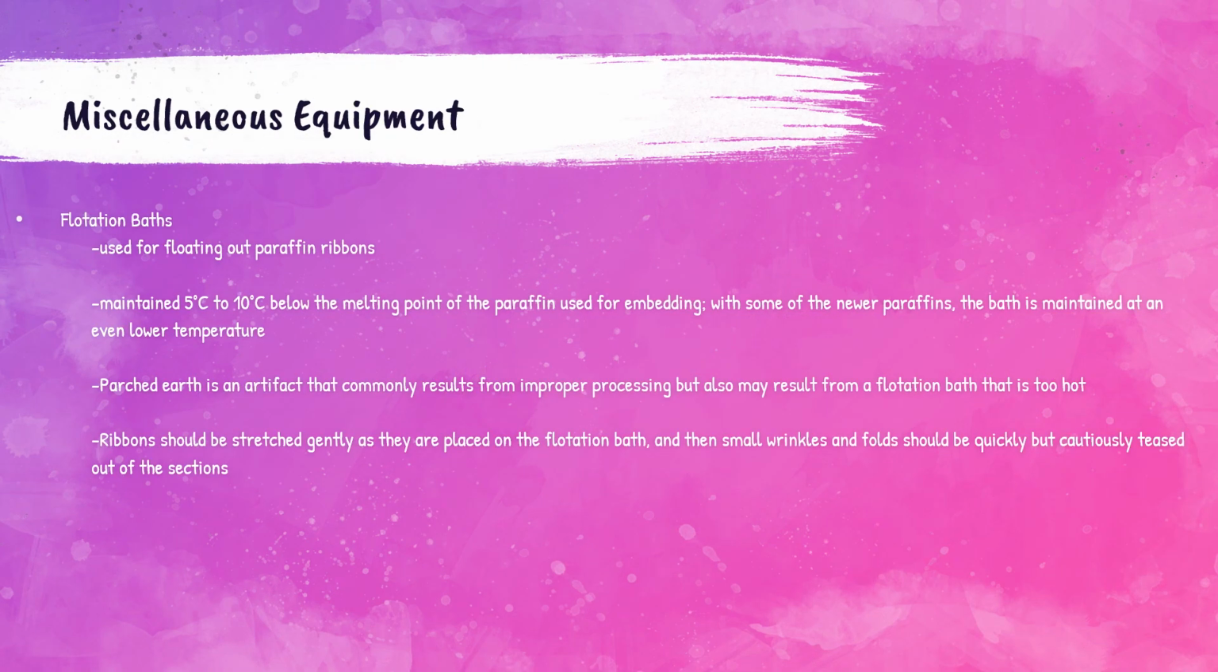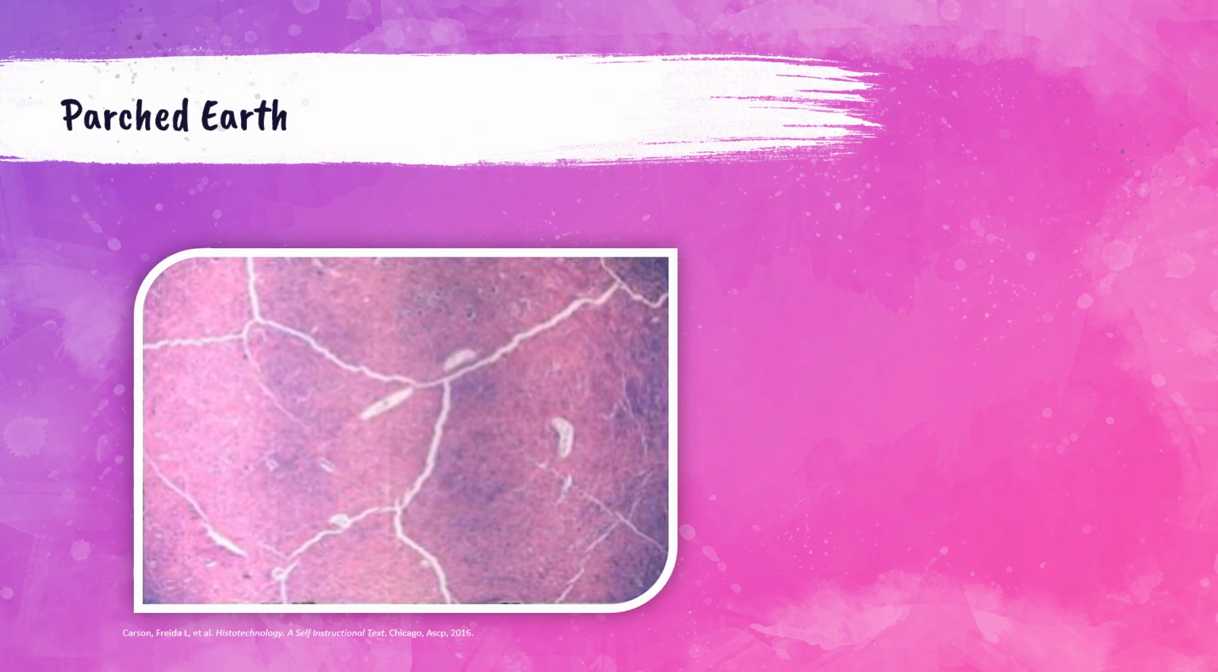Flotation baths are used in the histopathology laboratory to float out paraffin ribbons. Ribbons should be stretched gently on the flotation bath, and any wrinkles or folds should be gently teased out of the section. The water temperature is usually kept around 5 to 10 degrees Celsius below the melting point of the paraffin that is being used. There is an artifact called parched earth that can occur if the flotation bath water is too hot. This photo shows an example of what parched earth looks like. Again, this may happen when the tissue has been in a flotation bath that is too hot.